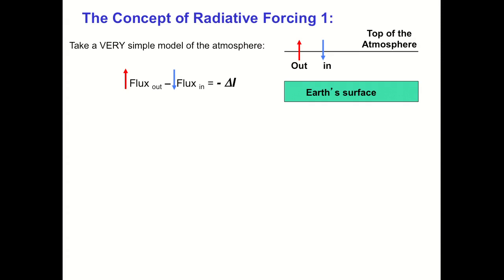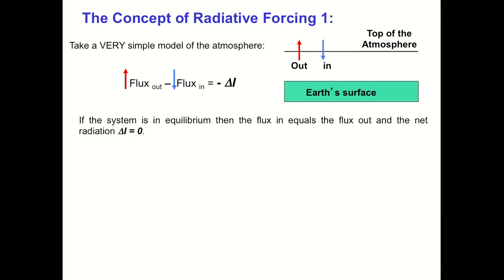So let's go back to our very simple model. We have our top of the atmosphere where we have incoming solar and outgoing long-wave radiation. And the budget equation is shown there. So the flux out minus the flux in. And we're going to set that equal to the net radiation, or in this case minus, because we want to put that sign in to be able to say there's a positive or negative forcing at the end of the day. So minus delta I. Of course, if the system is in perfect equilibrium, then flux out equals flux in, so delta I in this case is going to be equal to 0, the net radiation.